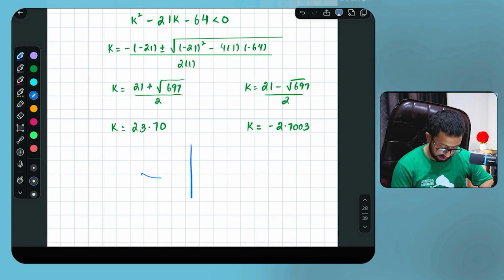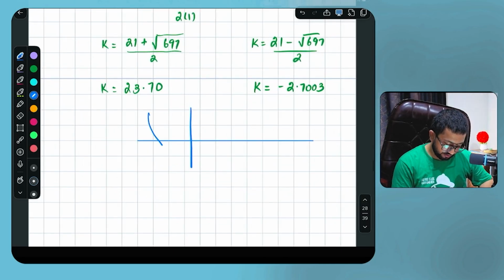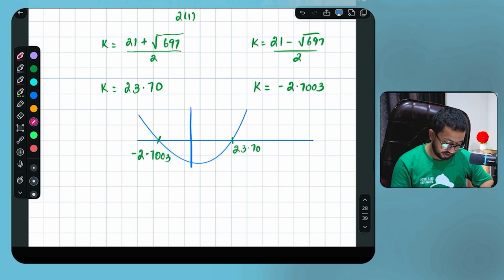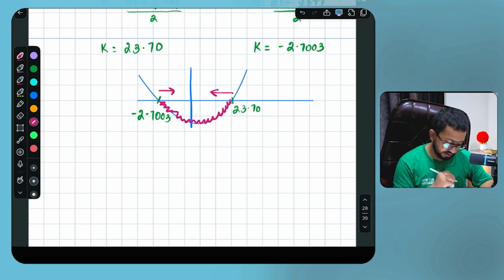How to solve a quadratic inequality? I hope everyone knows the graph would be a smiley face. So let's make a smiley face and it is going to intersect the x-intercepts at minus 2.7003 and 23.70. Which part should I shade? Less than means I have to shade this part. So the answer will be k less than 23.70 and greater than minus 2.70. That is your final answer for this quadratic inequality.